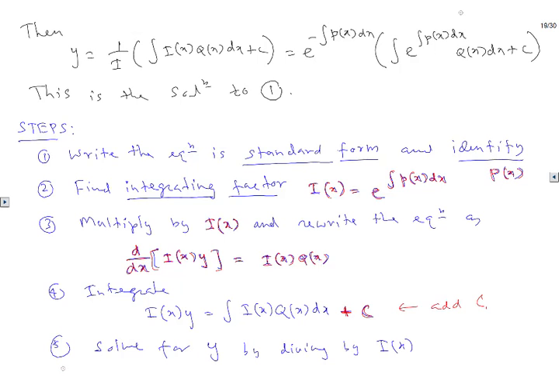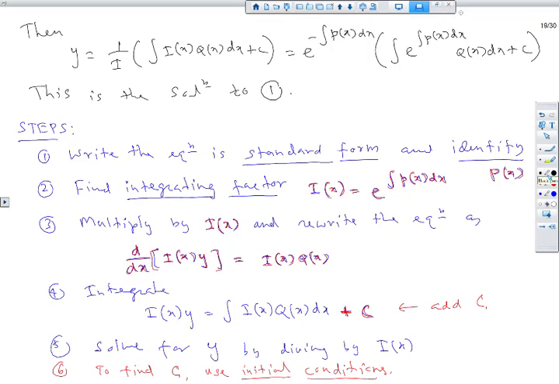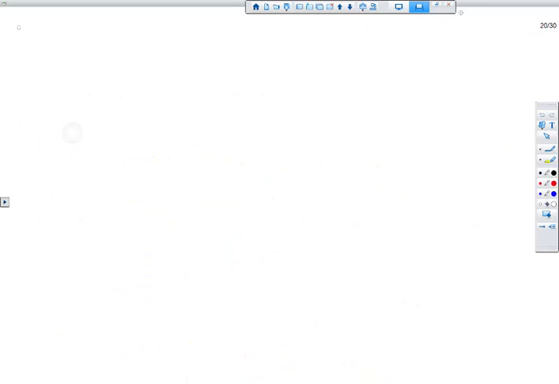If you have initial conditions, you can use them now. I'm going to write that as a 6th step: to find C, use initial conditions. Perfect. Let's do a couple of examples. We can do about 5 or 6 examples because I want to make sure that you understand this completely. So example number 1.